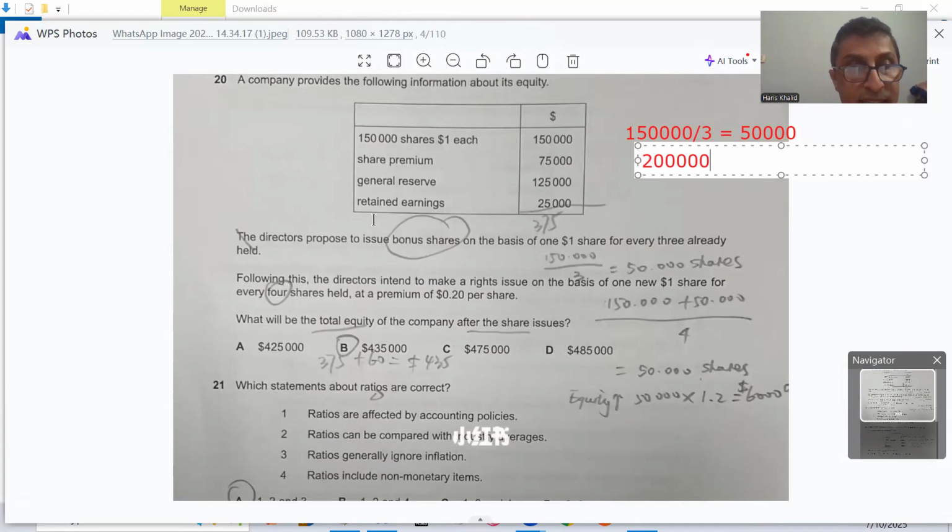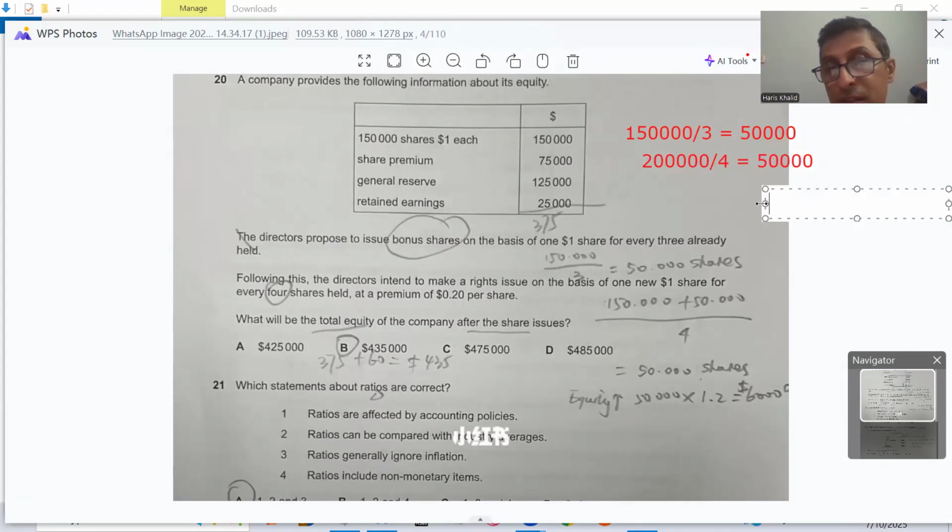Following this, the directors intend to make a rights issue on the basis of 1 share for every 4 shares held, at a premium of 0.2 per share. So divided by 4, again it is going to be 50,000. Now the share capital is going to be 1,50,000 plus 50,000 plus 50,000, that is 2,50,000. But we have a share premium also. The rights shares are 50,000 and the premium is 0.2, so 10,000 is going to be the share premium, right?